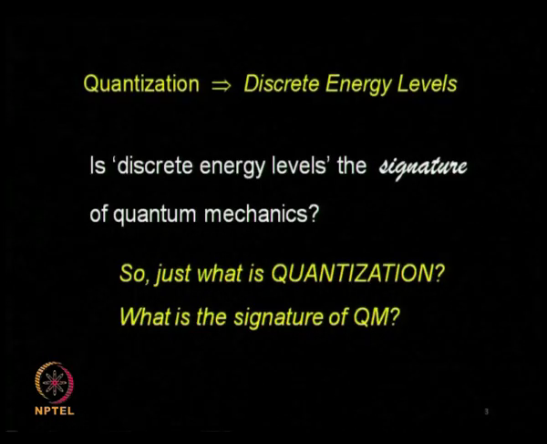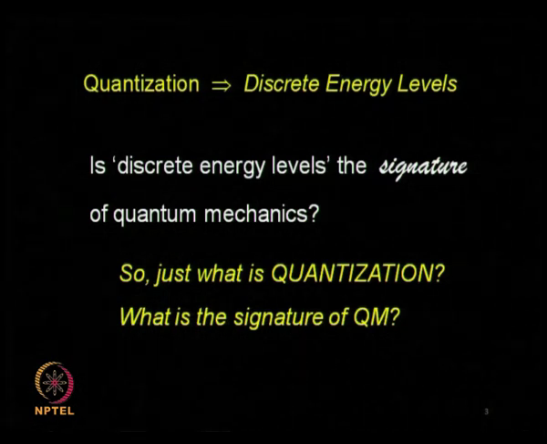Will anybody like to suggest a comment on this? Only particular values of some property is allowed. So that is quantization. Anything, any other answer? Eigenvalue. What is quantization? So the Planck's constant must appear in some formula.